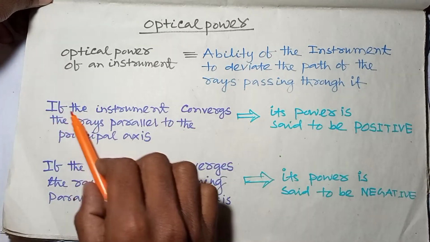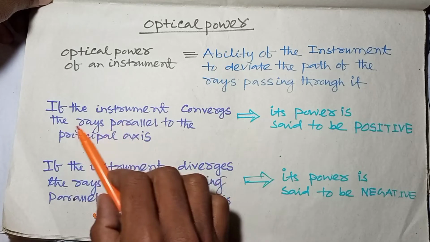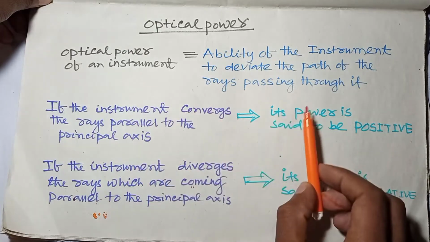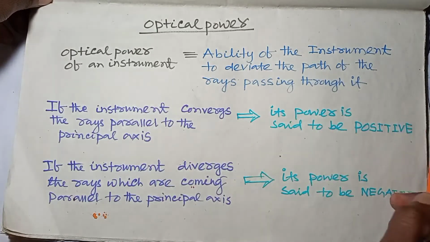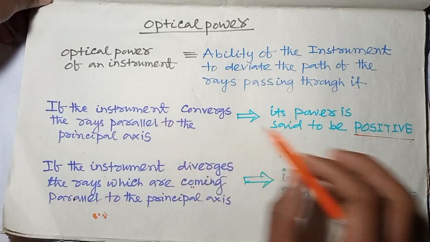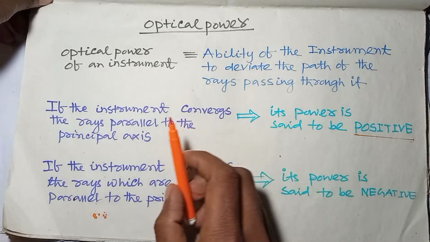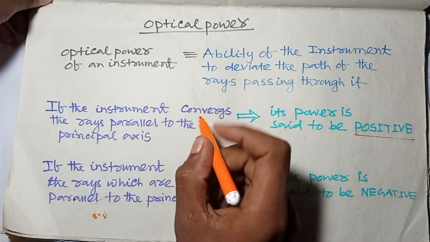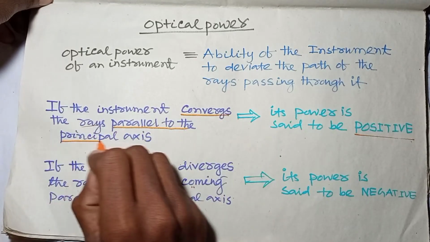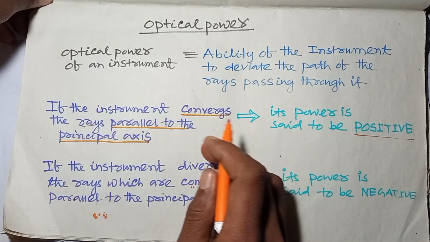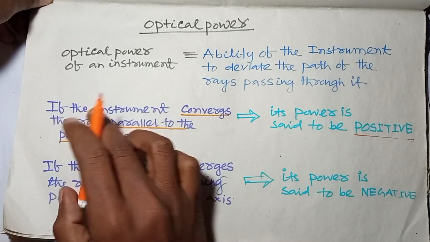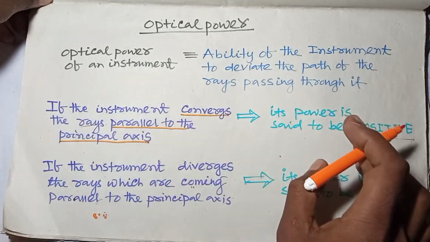If the instrument converges the rays which are incident parallel to the principal axis, then its power is said to be positive. We say that the power of the optical instrument is positive if the instrument converges the rays parallel to the principal axis. Let's say some rays are coming parallel to the principal axis and the optical instrument converges them, then its power is said to be positive.